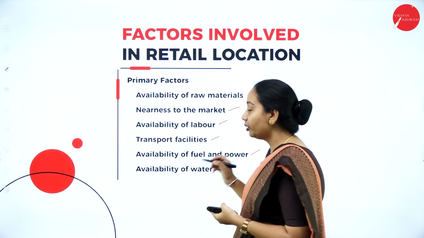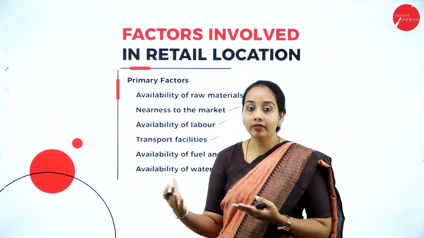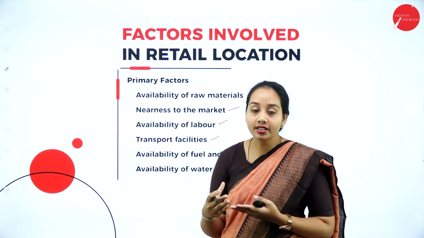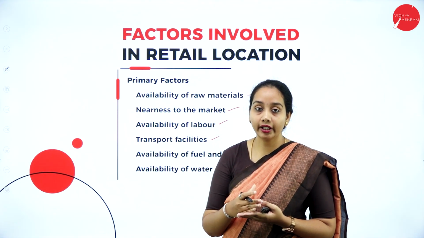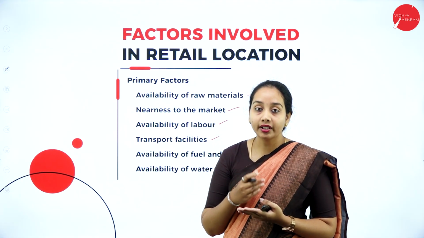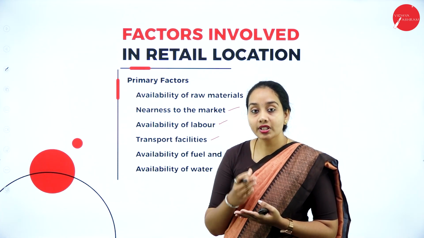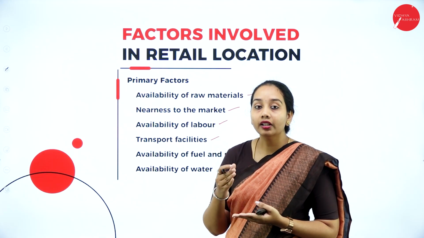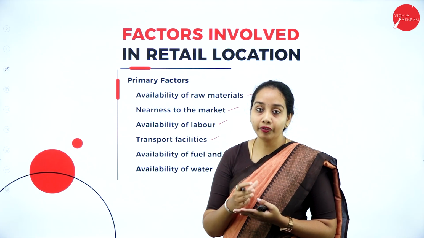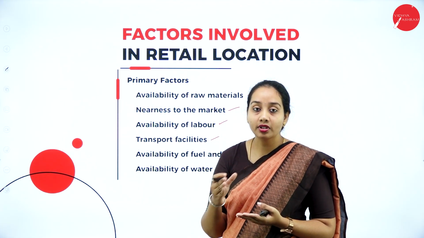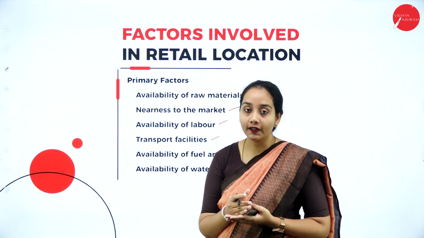Next is the availability of fuel and power. We need electricity to do our daily commute. We need some power to do the operations of a retail layout or a retail factory outlet. That is the reason why electricity is very important, and you need to select a retail location wherein electricity is abundant and where you get a 24-hour supply continuously to your retail layout. So that is an important factor to be considered.